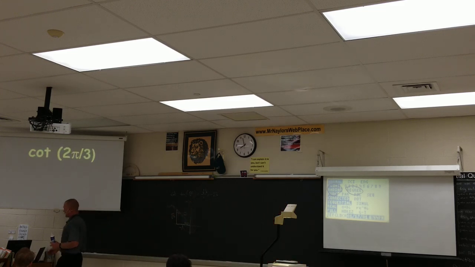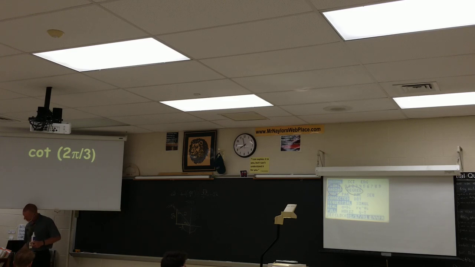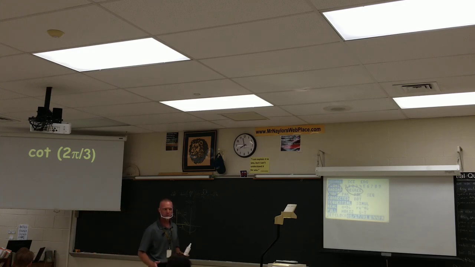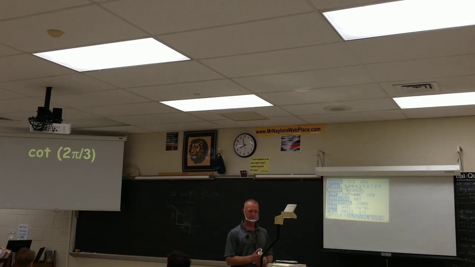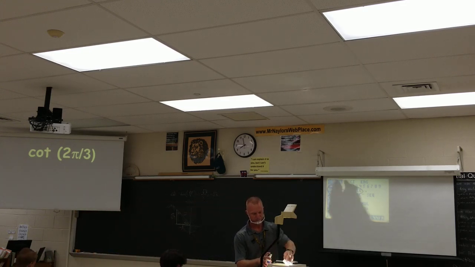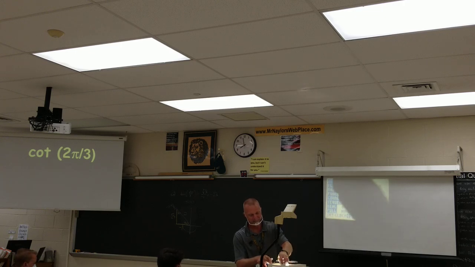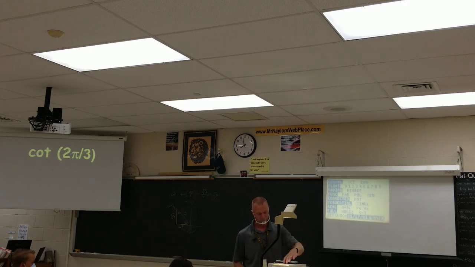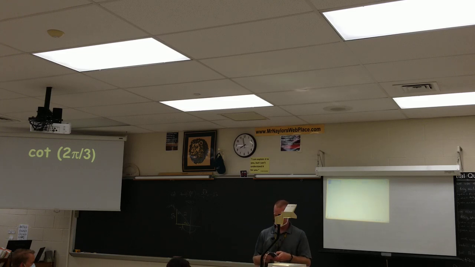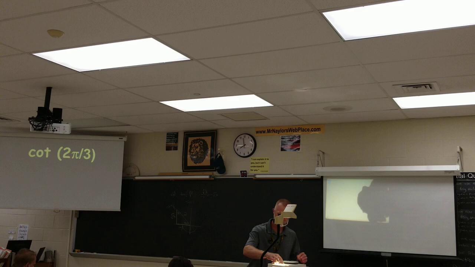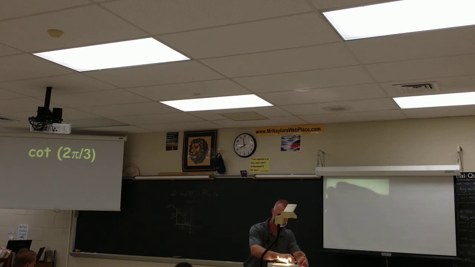Here's a problem which is intentionally supposed to be kind of fancy. I mean, we've got a cotangent, and we've got this 2 pi over 3. There's a lot going on here. The first thing that's going on is that it's in radians, so make sure your calculator's in radians. The next thing is we're trying to do a cotangent. I wanted to give you a chance to play around on your calculator, if you're the type of student who just wants to try it.